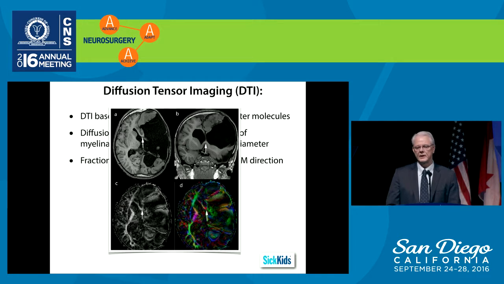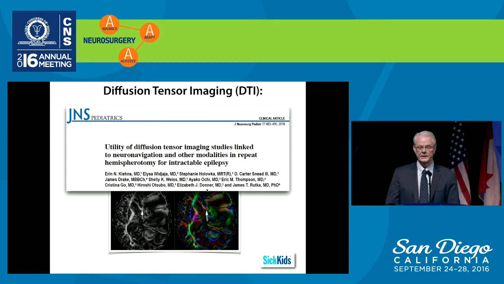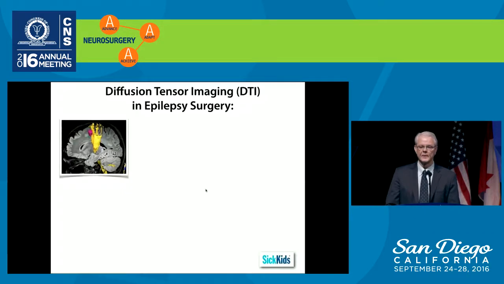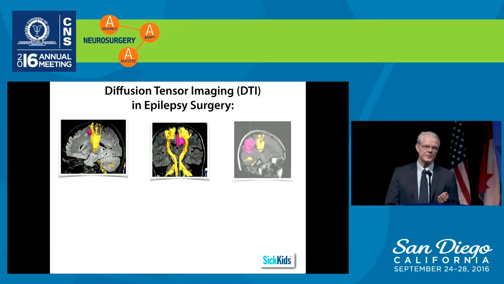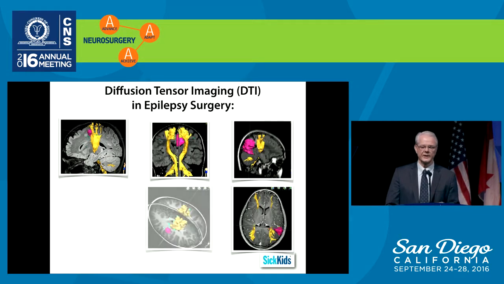Here's a case of a child after hemispherotomy with recurrent seizures, and the arrow is pointing at a zone of persistent connectivity, which was fairly straightforward to go back in and disconnect completely, in work that we published recently in the Journal of Neurosurgery. But this strategy is extremely important when linked to neuronavigation and neuromonitoring.